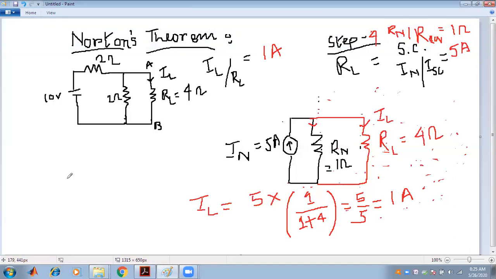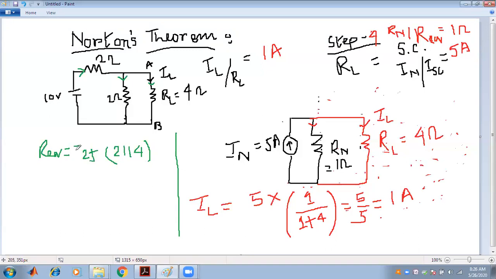Now let us check whether this answer is correct or not. So this is the particular circuit. This current is coming from here and it is divided into two parts. So the equivalent resistance for that particular circuit is that this 2 and 4 are in parallel, followed by the 2 ohm that is connected in series.